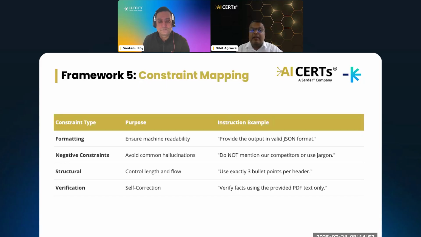Next, what we have is verification constraint. These encourage AI to review and validate its own work before presenting the final answer. This additional verification step reduces mistakes and improves reliability. So these force the AI to double check its accuracy, like verify facts from the PDF provided, which prevents AI from inventing information. And I'll tell you, AI is very good at that.